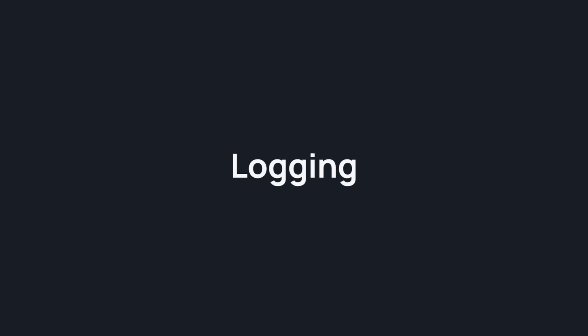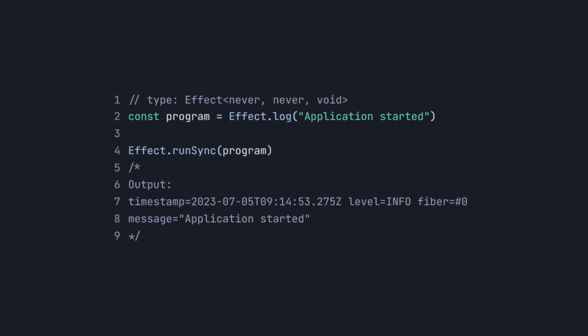Our final topic will be logging. Effect provides a powerful set of logging tools to use to observe your program. As briefly introduced earlier, the log function logs the given message to the console along with some additional information and returns a void effect.